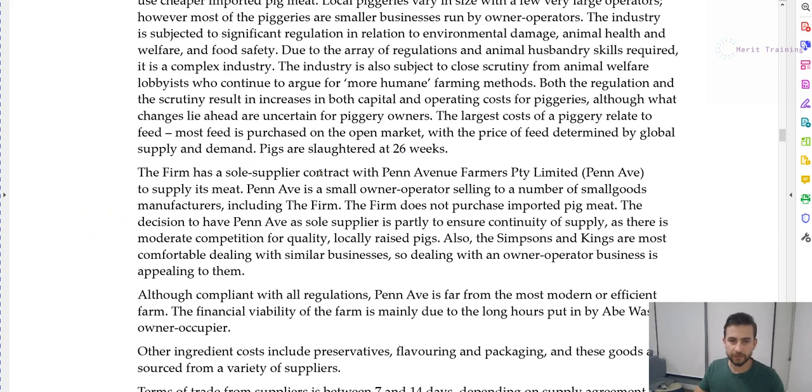The firm has a sole supplier contract with Penn Farmers. Okay, so sole supplier contract, that could mean supplier power over this company. And if anything happens to that supplier, this company, the firm, is in trouble, right? So it's a good idea to sort of diversify your supplier contracts with Penn.